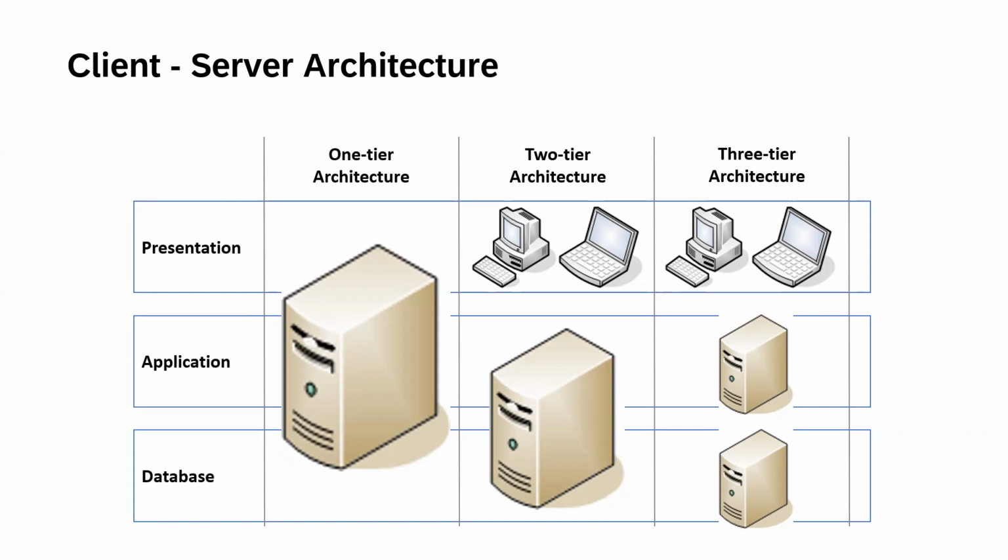Then there is an additional layer, called the web layer, where all your web servers reside. From the presentation layer, you connect through the web browser to your web server. The web server then connects to your application server, and the application server then connects to your database server. So this is the latest one, a 4-tier architecture.